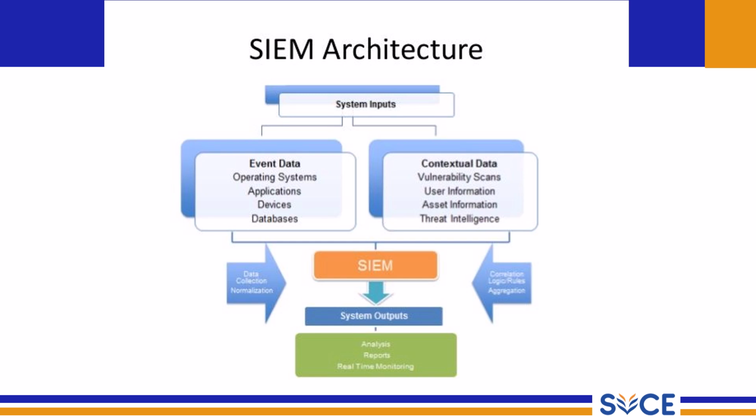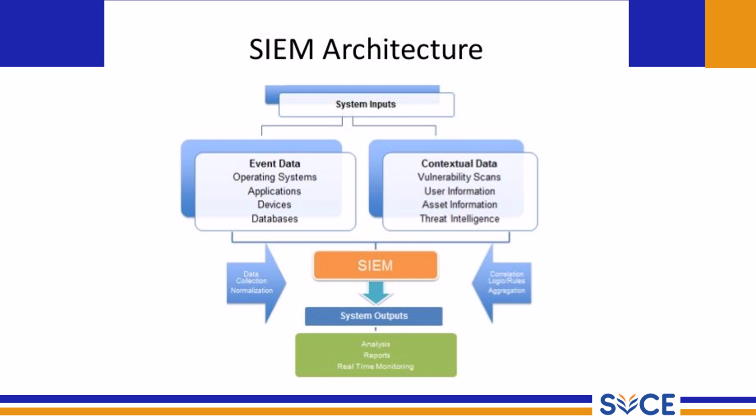The early iteration of SIEM solutions emerged in the early 2000s, primarily focusing on log management and compliance reporting. These solutions centralized alerts from across the network, saving SOCs valuable time. But unfortunately, they weren't very scalable. Security teams relied heavily on manual processes, making it difficult to correlate data effectively.